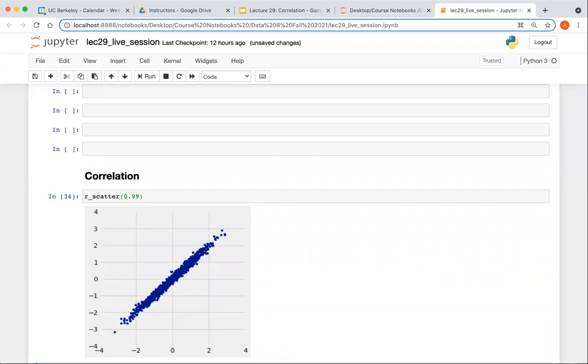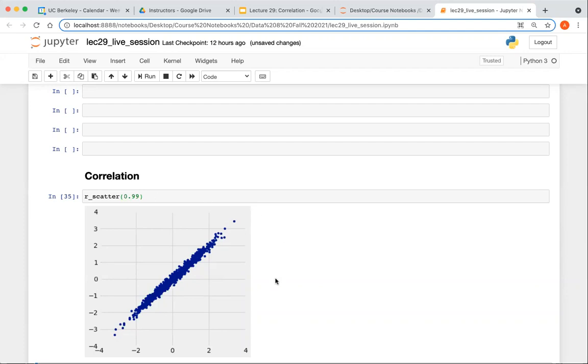If we run it again, you'll get a different plot with very similar R. Yes, exactly. So these are randomly generated points. I forget how many points I generated. But you can see that R is somehow measuring the degree of clustering about a straight line.